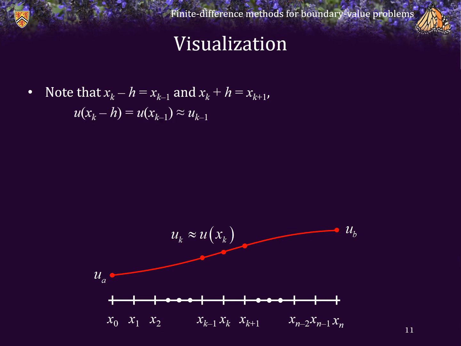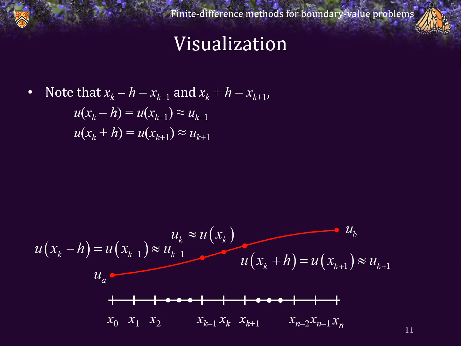Consequently, u at x sub k minus h is just the same as u at x sub k minus 1, and we are approximating this point by an unknown u sub k minus 1. Similarly, u at x sub k plus h is just u at x sub k plus 1, and again, we are approximating this point by an unknown u sub k plus 1.